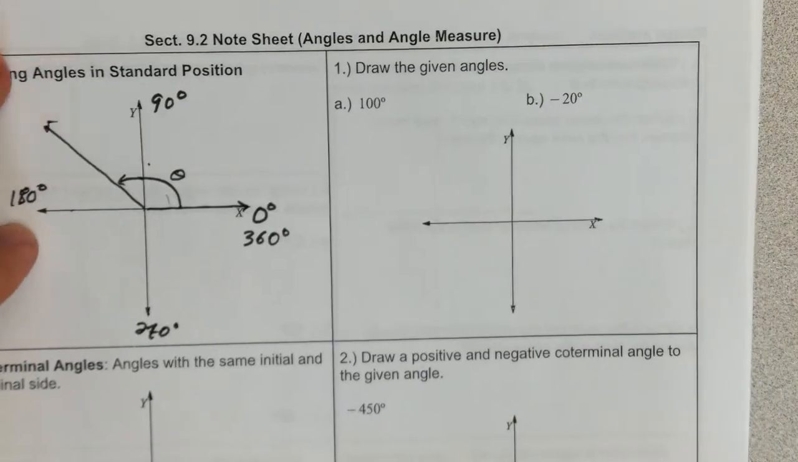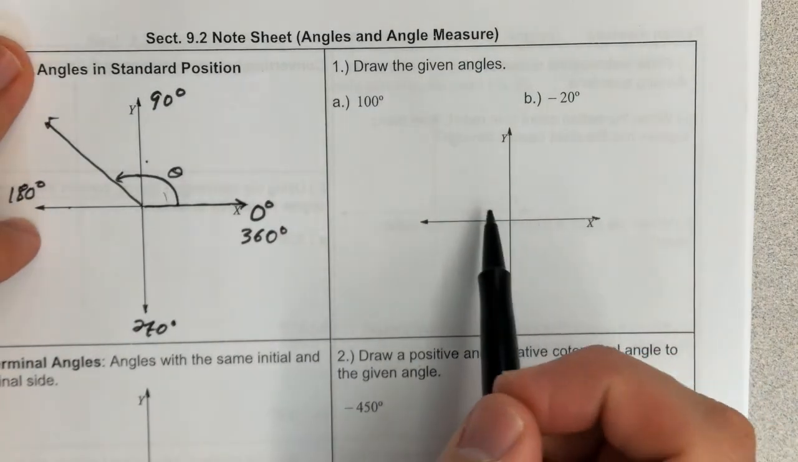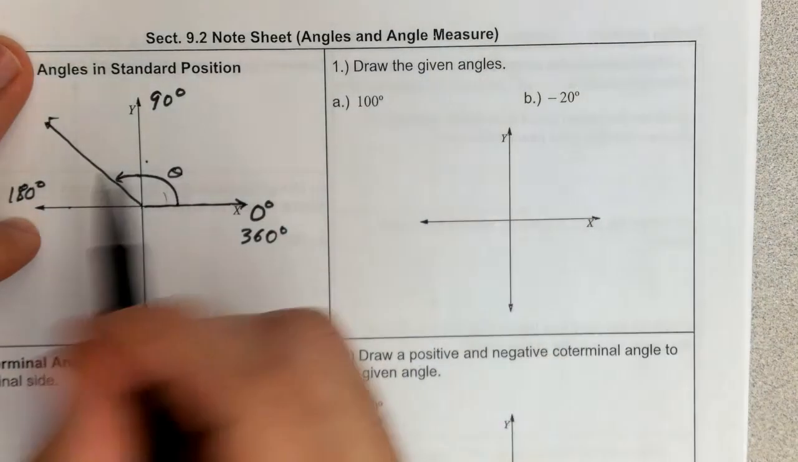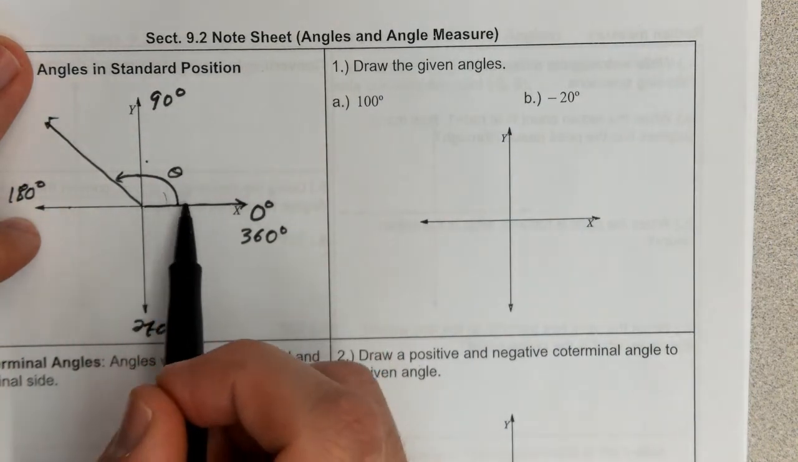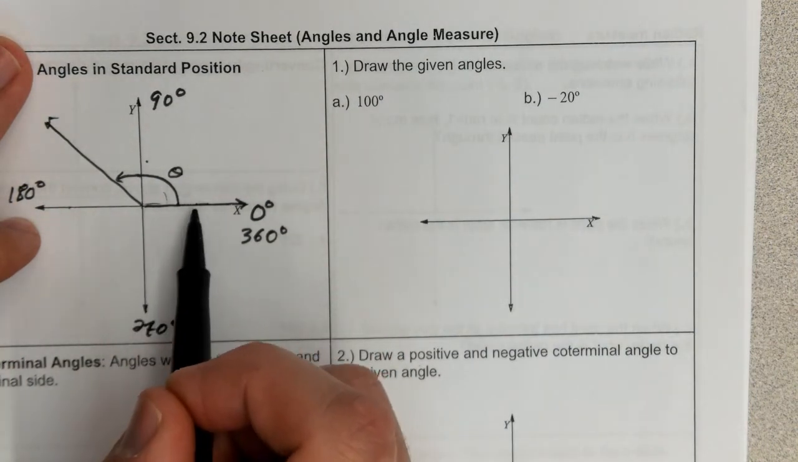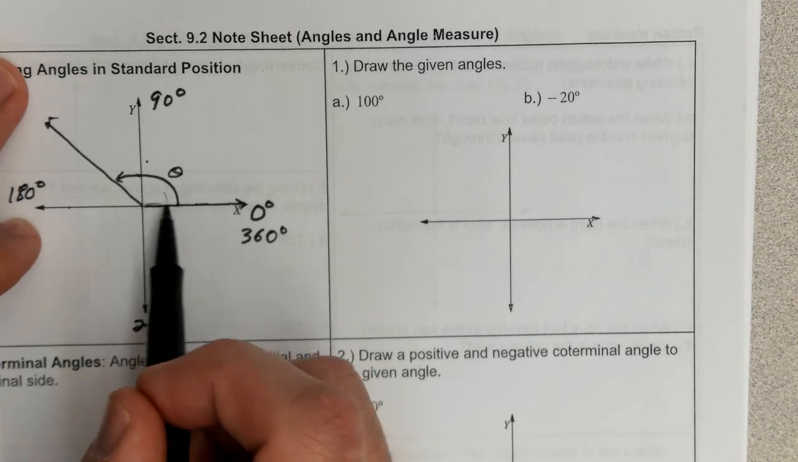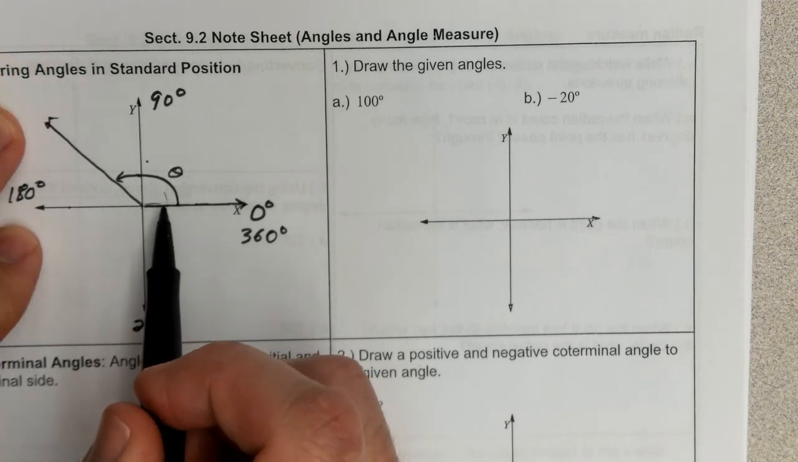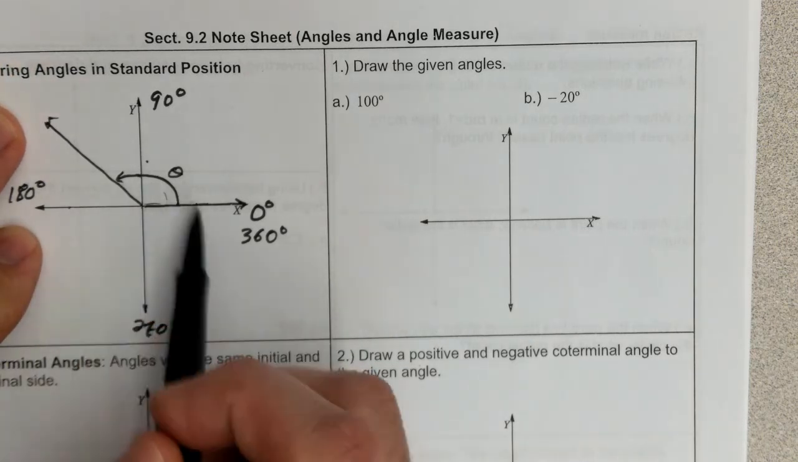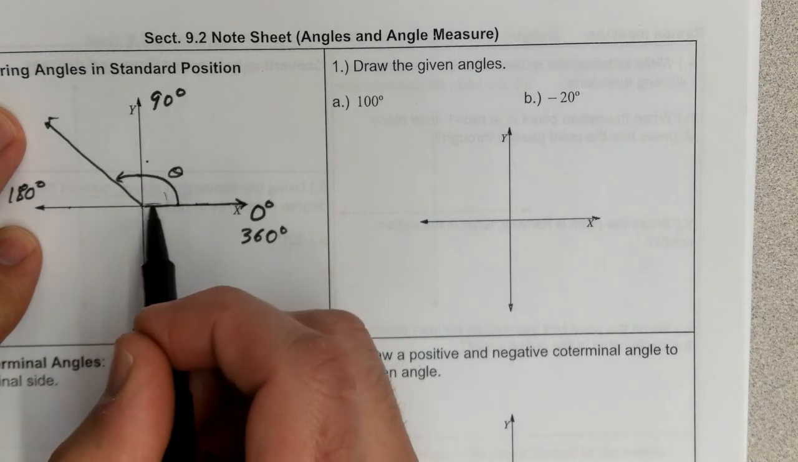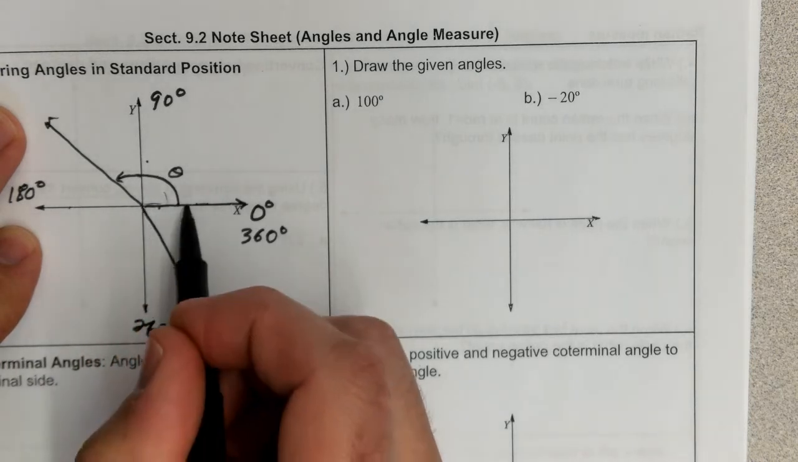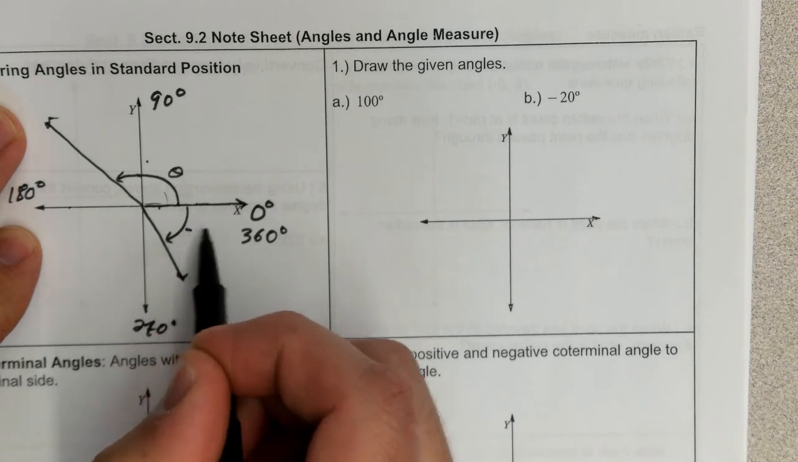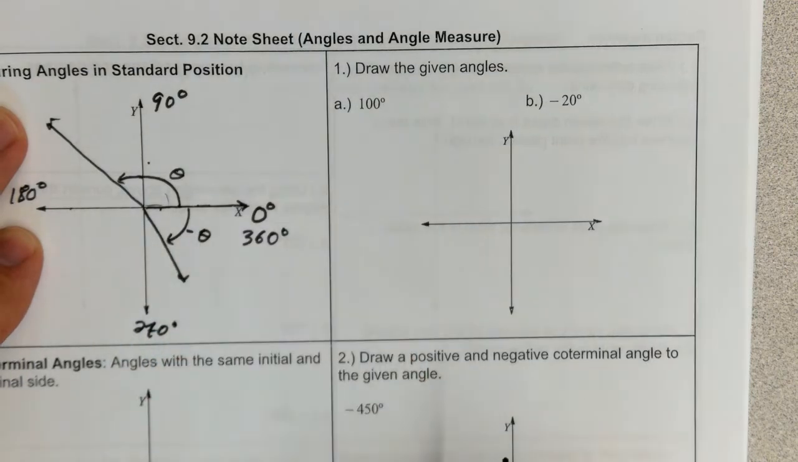So let's just draw a couple angles here. I should also say this. A negative angle is measured from the positive x-axis, but going in the clockwise direction. So standard position angle measure is counterclockwise, but if it's a negative angle, then it goes clockwise. And so this would be like a negative theta. Some negative angle.